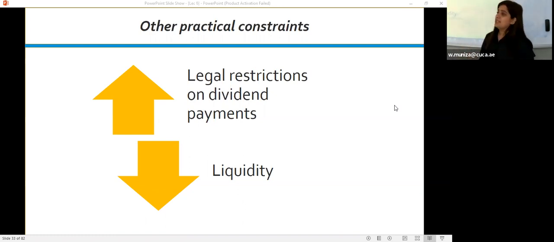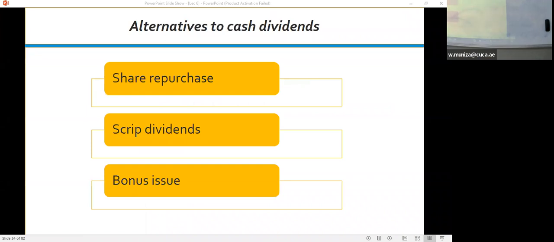Then there can be liquidity problems as well. If the company pays dividends, the liquidity of the company is going to be affected. So instead of giving cash dividends, the company can follow these three operational matters. They can do a share repurchase. Instead of giving dividends to the shareholders, the same amount of cash can be used to repurchase shares, and when the shares are repurchased, the control which had been diluted previously comes back into the hands of the company.